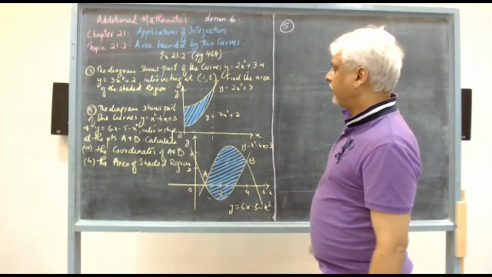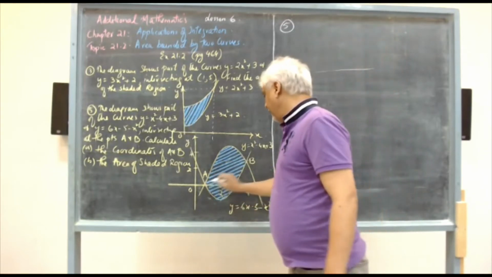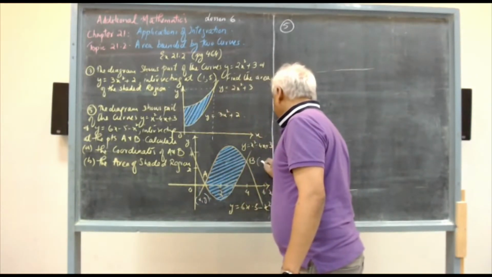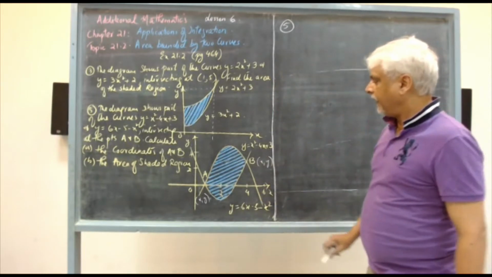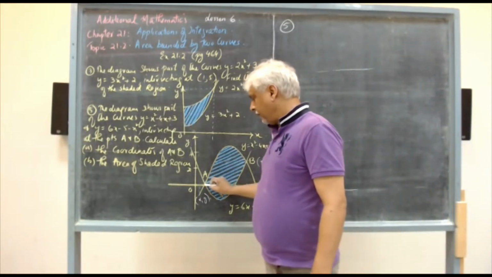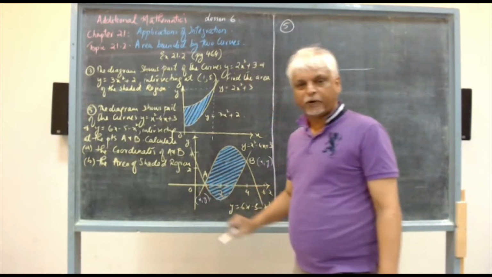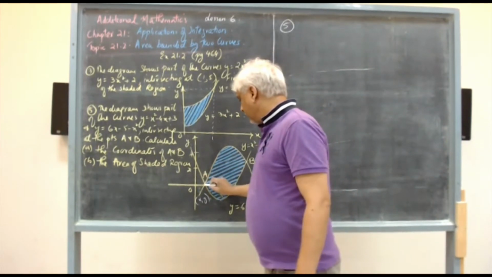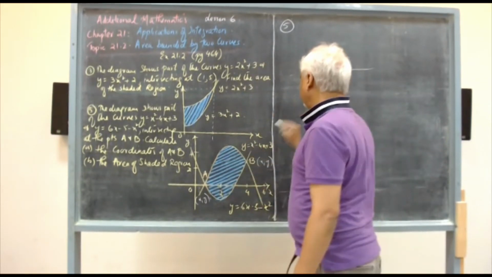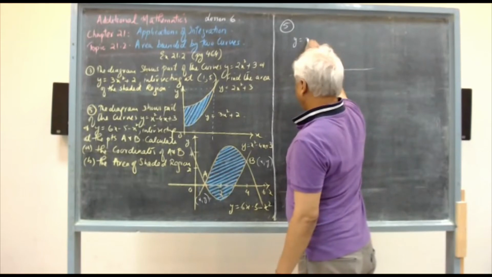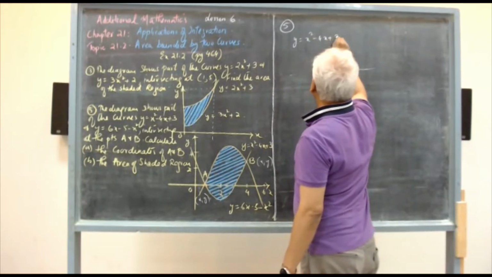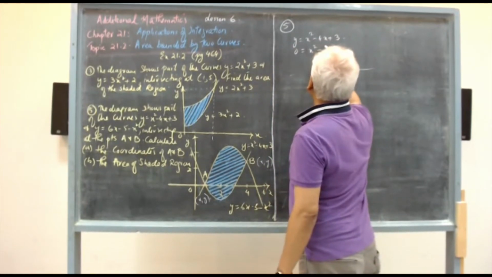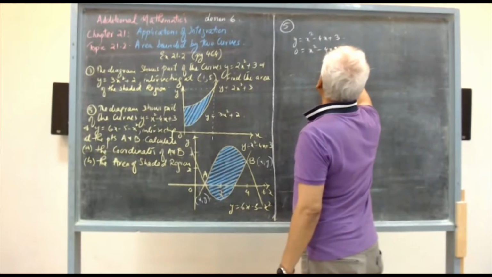So you have to calculate first the coordinates of A and B. That means what x and y are at point A, and at point B what x and y are. Now as you can see, it is intersecting the x-axis. So at the x-axis the point of intersection, y will be 0. So we need to find the value of x. So let's put in this equation y equals x squared minus 4x plus 3. Let's take y equals 0 over here. So x squared minus 4x plus 3.